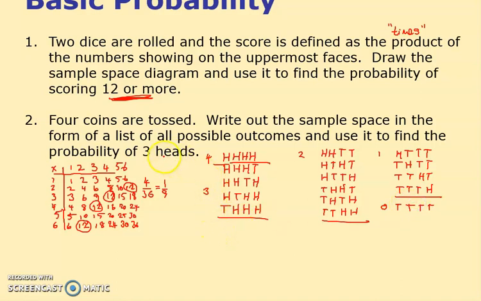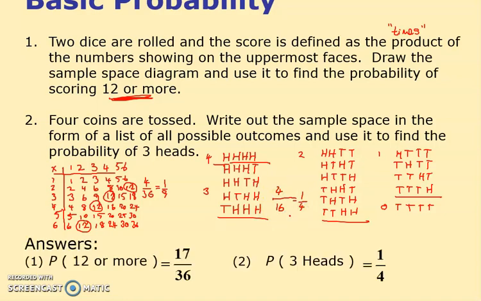How many of them have 3 heads? 3 heads. That's 4. I reckon it's 4 out of 16, which is a quarter. Let's check my answers. I've got a quarter. Oh, I got 17 out of 36. Oh, I just realised why, because it says find the probability of getting 12 or more. Well, okay, well, it's a completely different answer then.